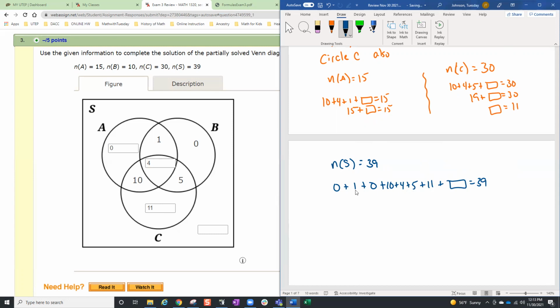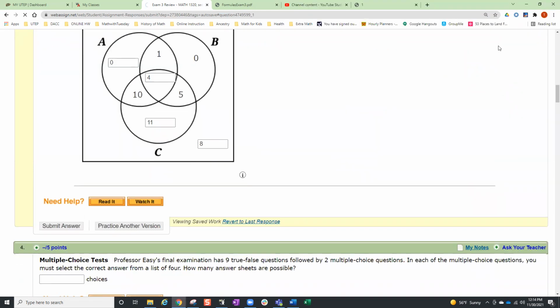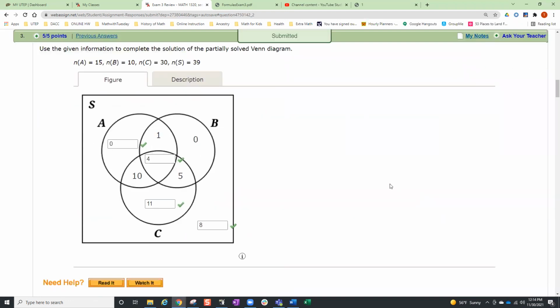9 and 1 makes 10. 10 and 10 makes 20. That's 31. Plus the box. Feel free to use your calculator. Always use your calculator to check my work. You've seen the arithmetic before. When we subtract, the box equals 8, and then we'll, fingers crossed, hit enter, and hope. Oh, look, it's right.